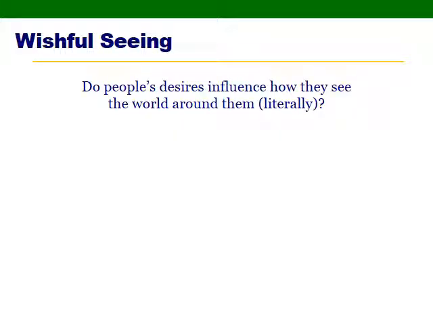Our second example for today gets into a phenomenon called wishful seeing. It's the idea that people's desires and their physical states can actually influence, literally, how they see the world around them. So for example, in one famous study of wishful seeing, they gave students a backpack to carry, and it was either a light backpack or a heavy backpack. And they put them in front of a hill, and they asked them to estimate how tall the hill was.